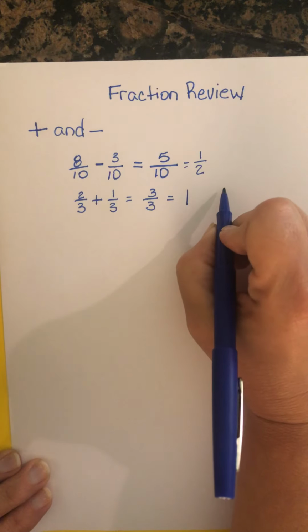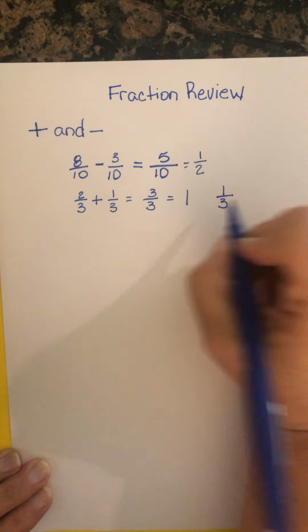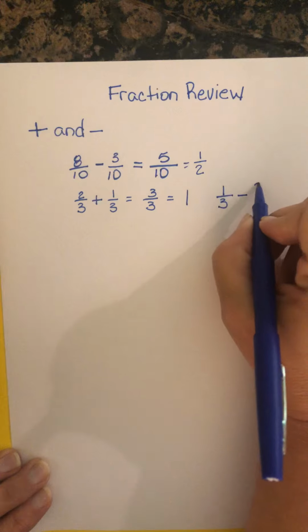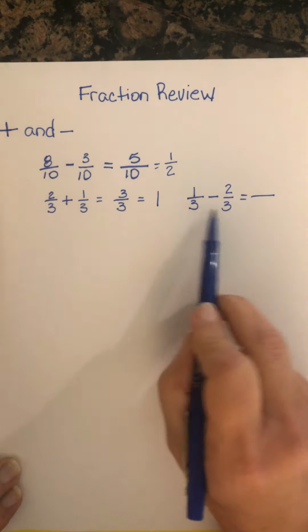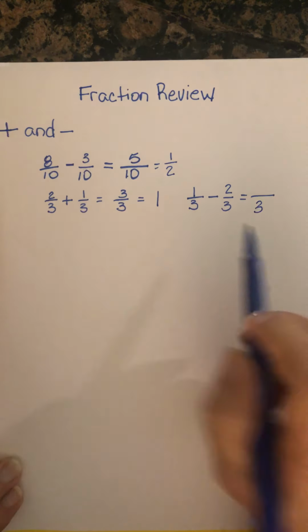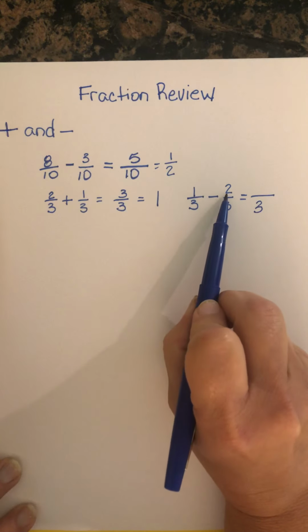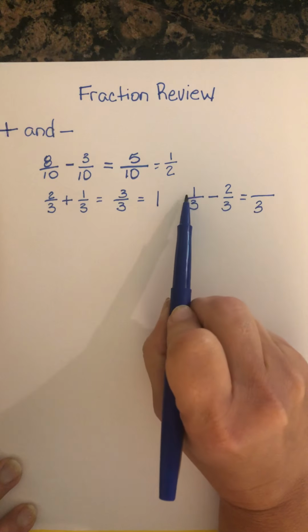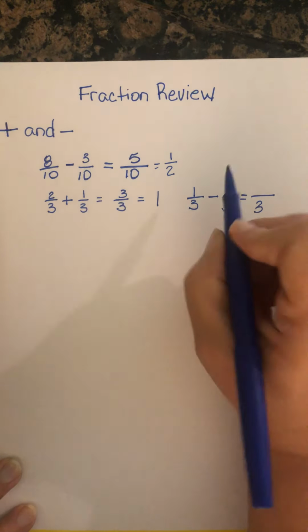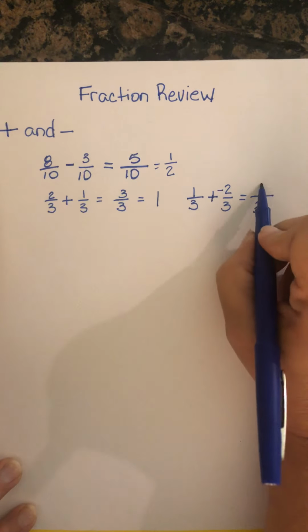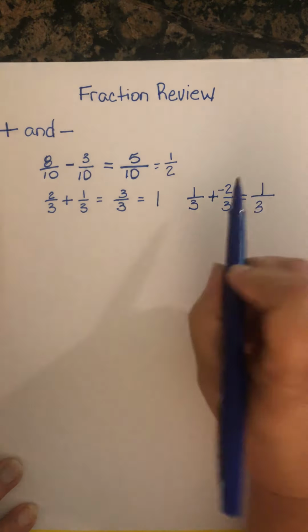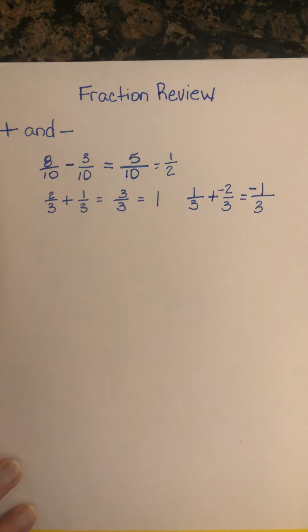What if I had 1/3 minus 2/3? Again, my denominator is the same, so it stays the same, and we have to subtract 1 minus 2. This is a positive 1. And if I add the opposite, that's a negative 2. So that would be 1. And you keep the sign of the larger number. 2 is larger than 1, so it would be negative 1/3. Just throwing that in there so you make sure you use those integer rules.